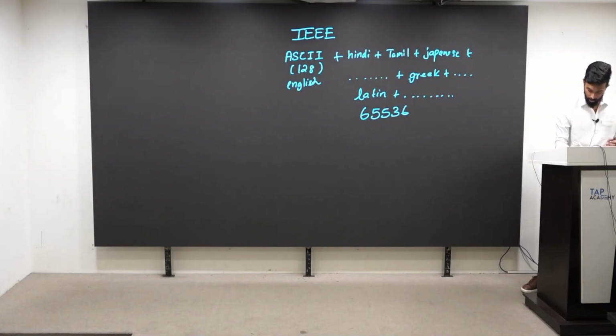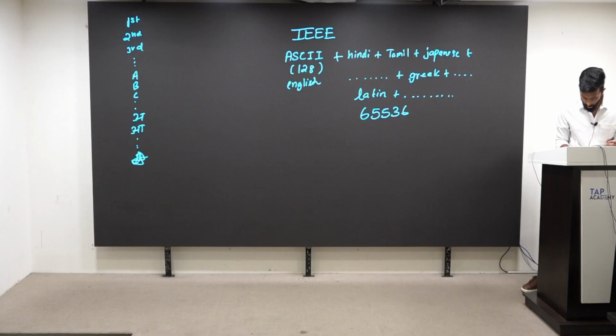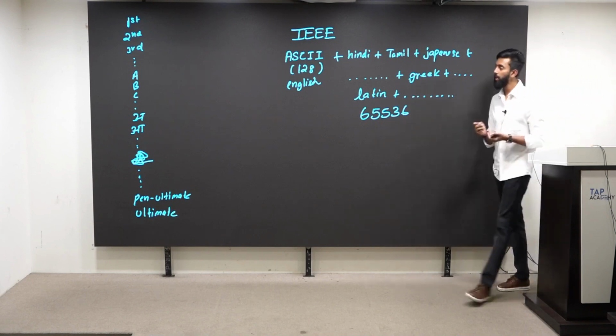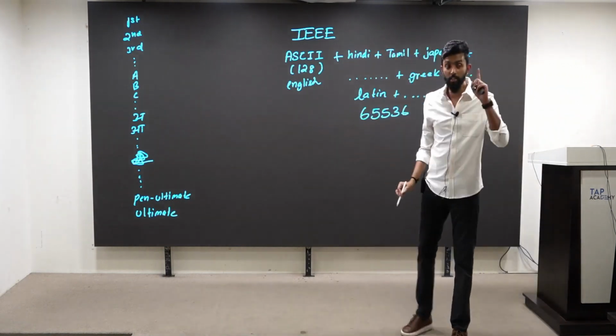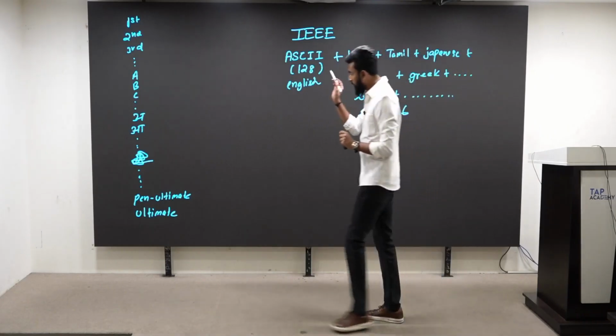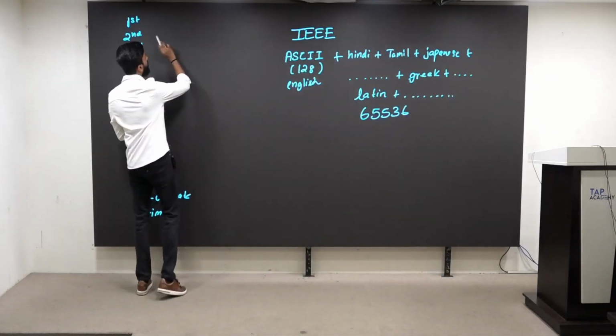Now, if this is true, try to understand. This is the first symbol, second symbol, third symbol. Somewhere A is there, B is there, C is there. Now 100% Hindi, English, Tamil is also there. 100% Japanese, Chinese is also there. Like that, this is the last but one character and this is the last character. How many such characters are there? 65,000. Now for 65,000 characters, you should give binary code.